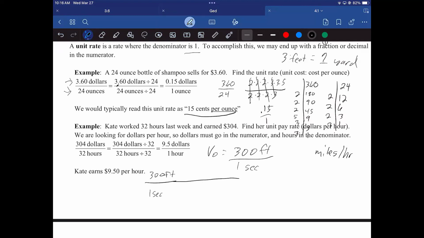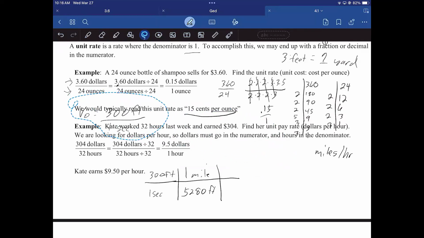I'm going to remember good fences make good neighbors. So next I need to know there are 5,280 feet in 1 mile. And then I'm going to say to myself, okay, there are 60 seconds in 1 minute, and there are 60 minutes in 1 hour.